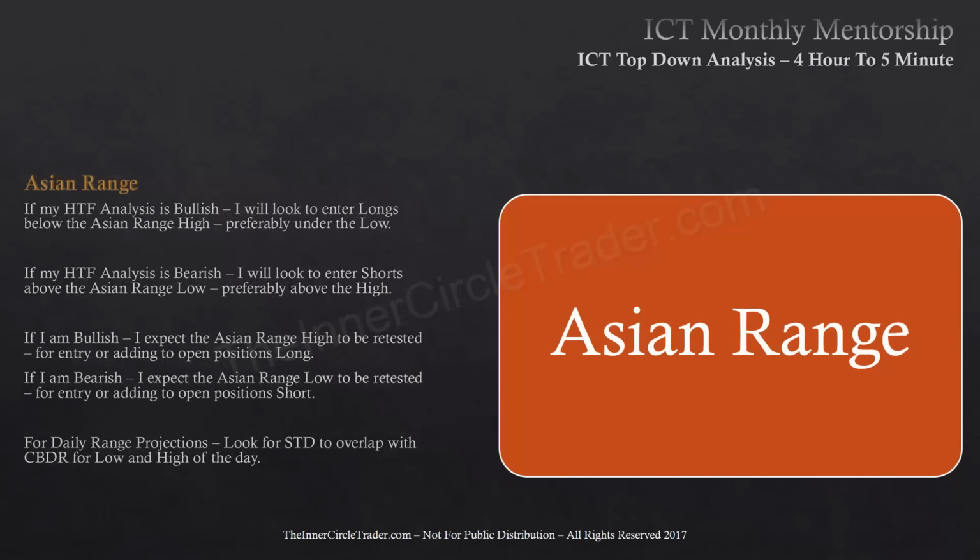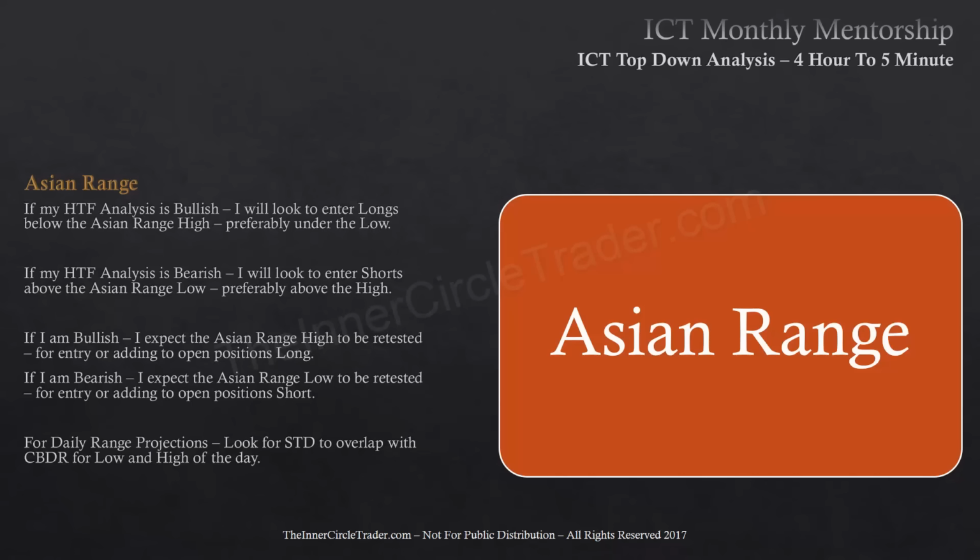Okay, the Asian range. If my higher time frame analysis is bullish, I will look to enter longs below the Asian range high, preferably under the low. If my higher time frame analysis is bearish, I will look to enter shorts above the Asian range low, preferably above the Asian range high. Now let me rephrase that so we understand each other perfectly.